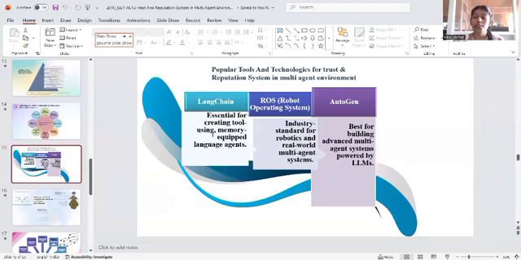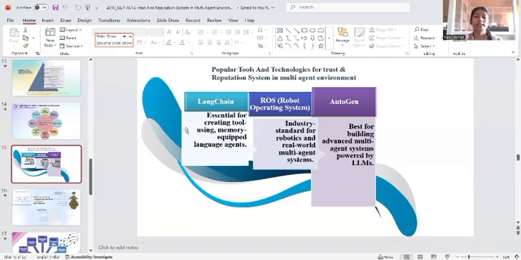Next, see popular tools and technologies for a trust and reputation system in a multi-agent environment. There are three popular tools. First one, LangChain. Second one is ROS. ROS stands for Robot Operating System. Third one is AutoGen.